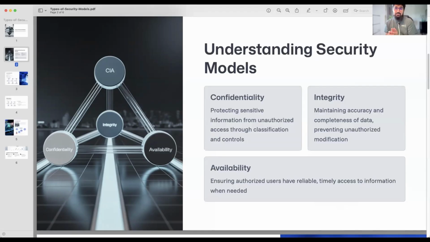The last one is availability, right? Here we are ensuring that users have reliable and timely access to information and associated assets when needed, through redundancy and recovery procedures.